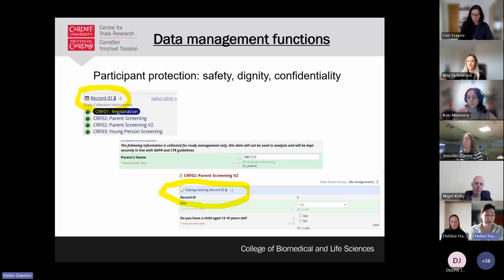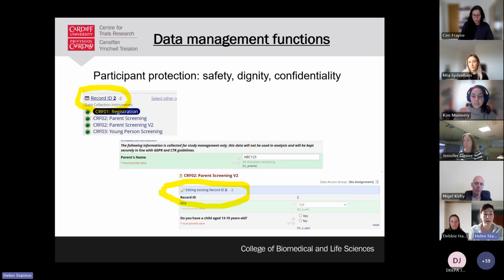And the first example here is to show you how we process participant identity. So it's the participant's right to ensure that the information they choose to share with us is kept safe and confidential. And we translate this in data management as the process of de-identification. And it's pretty straightforward in principle.